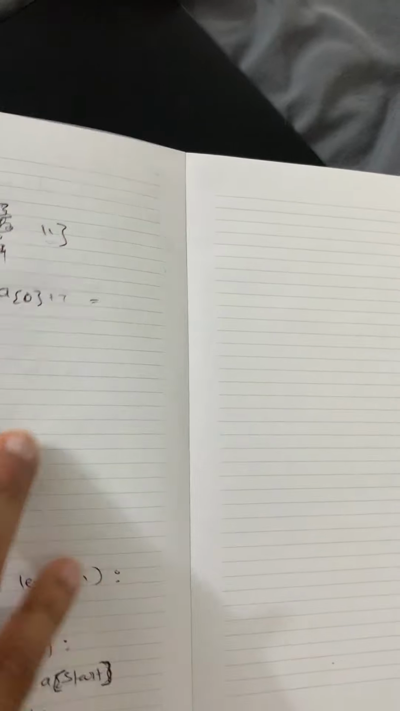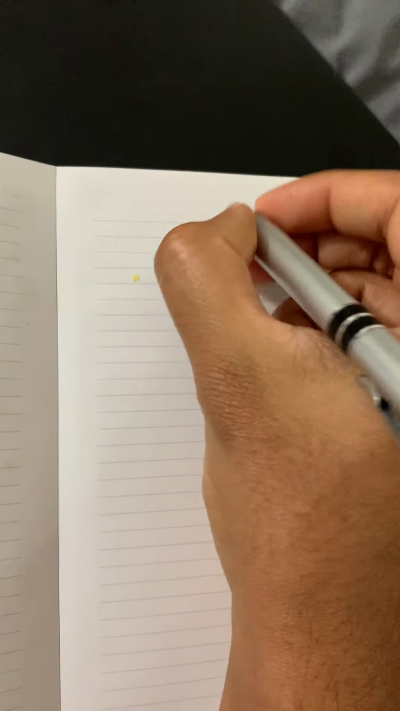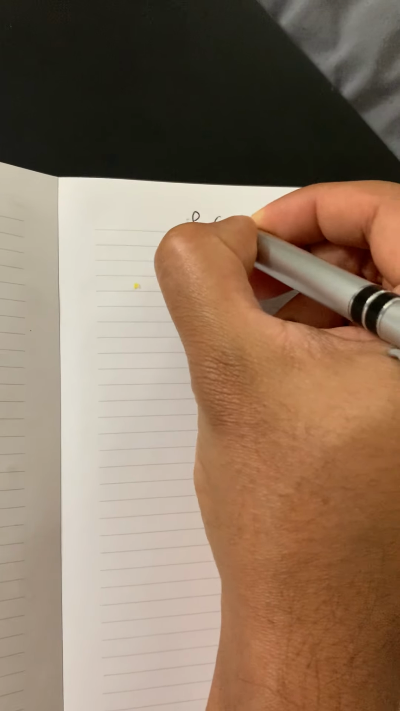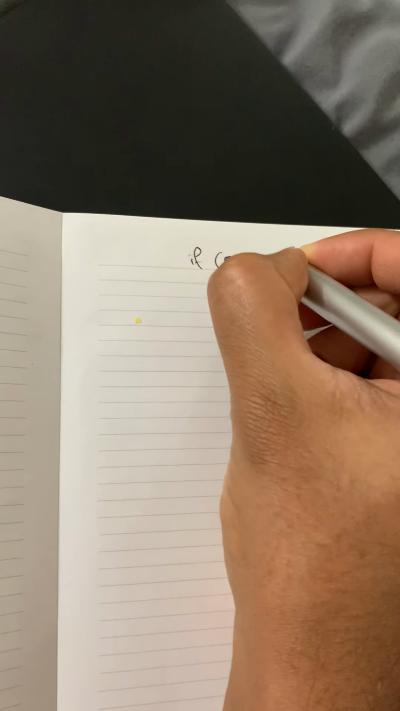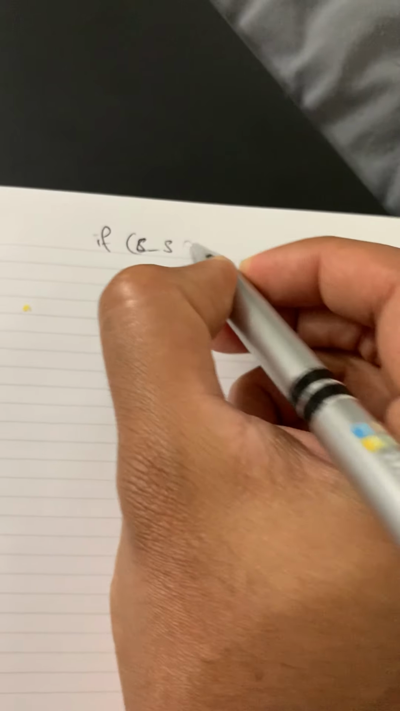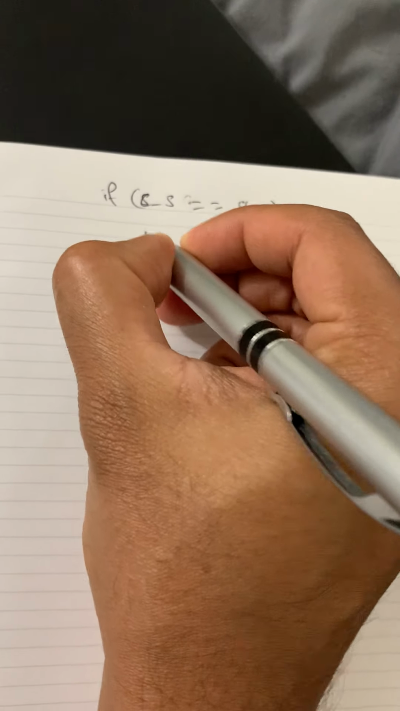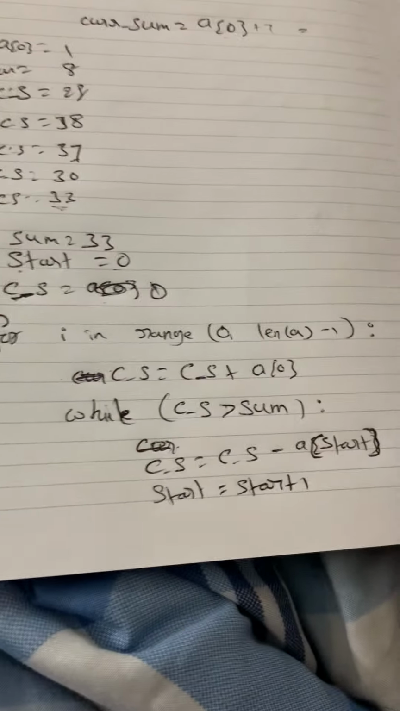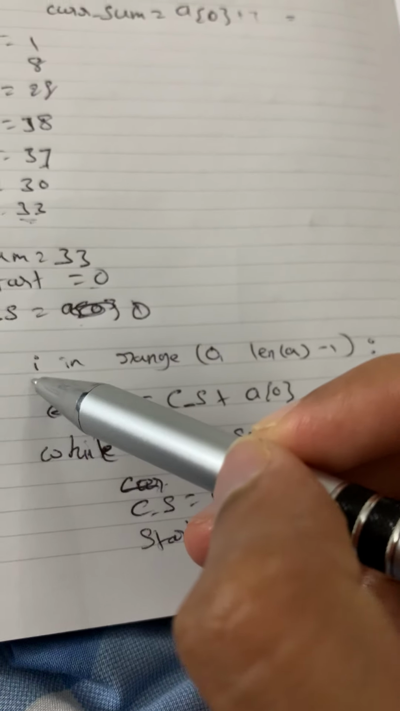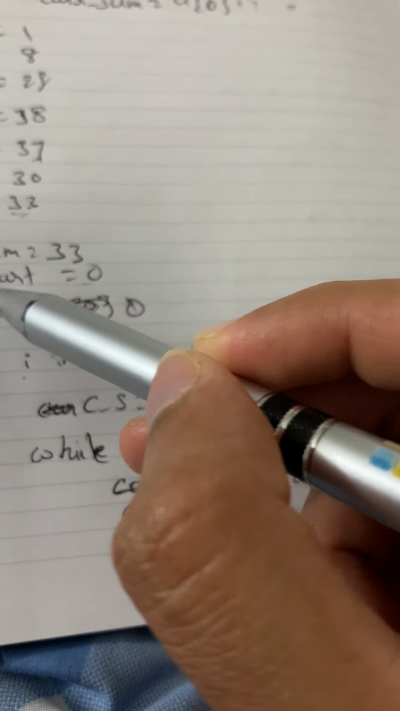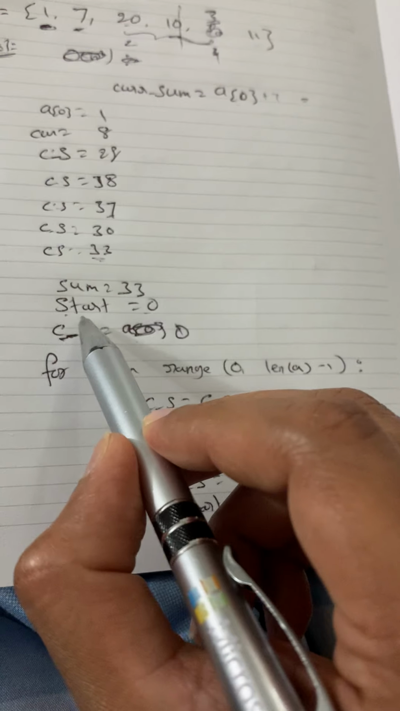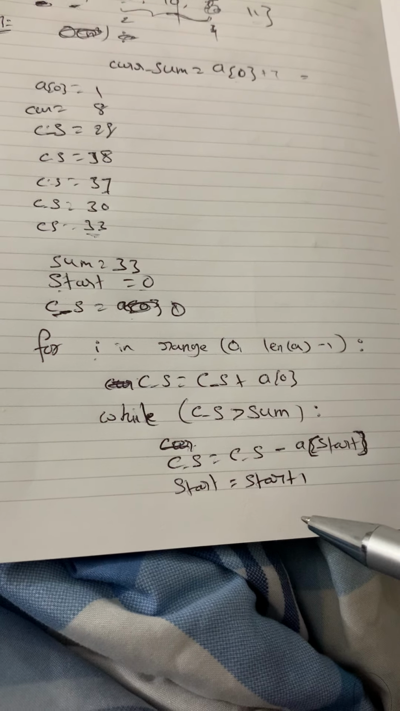Right? So after this, we have to compare if current sum equal to sum. So we have some information, so we will just print. So from here, if you see, we are removing start. So we are removing start here.